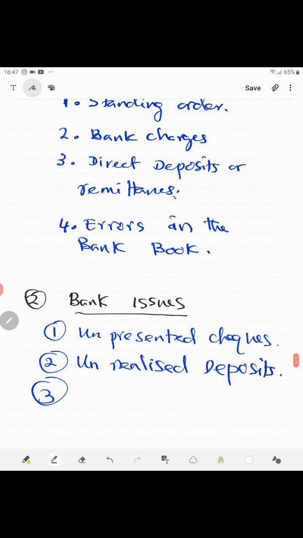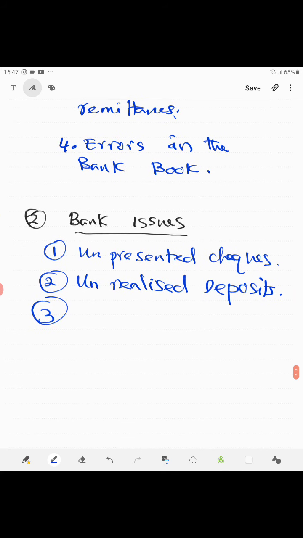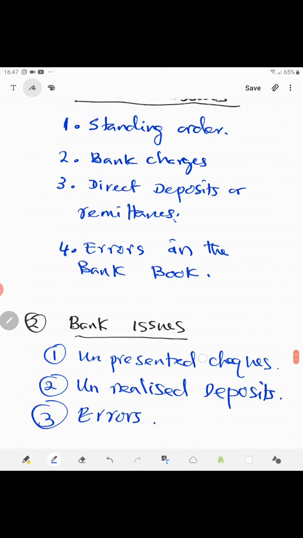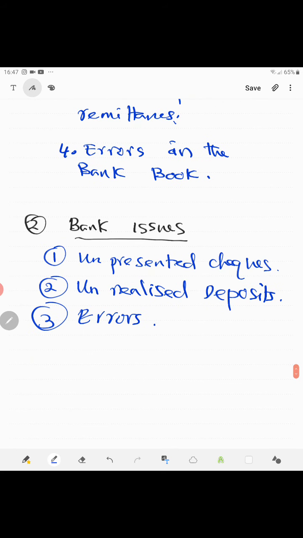Thirdly, as I said before, in the bank also human beings are there, so they are also prone to make mistakes, and there is the possibility that you may have errors. So due to these two main reasons, we have to prepare a bank reconciliation statement in order to understand the reasons for the difference.